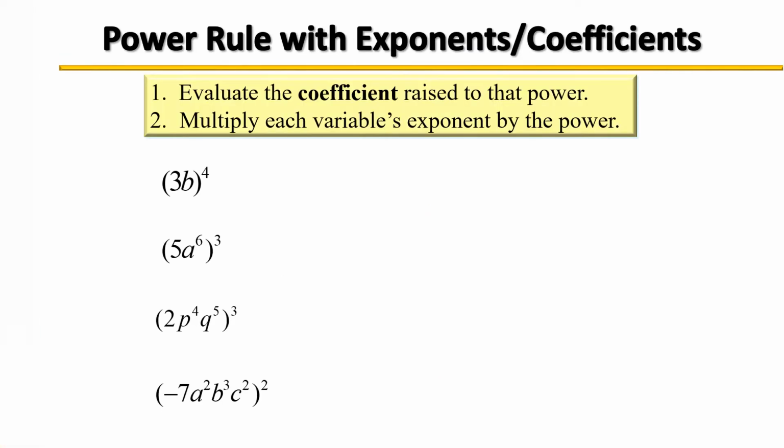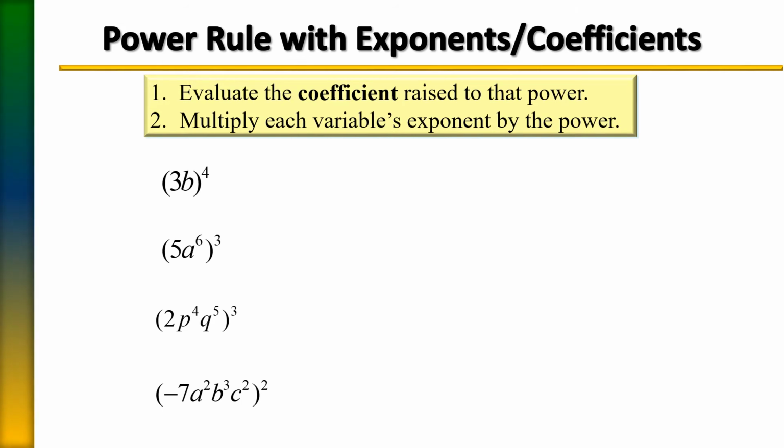All right, so let's utilize that power rule of exponents to simplify expressions. Step 1 is to evaluate the coefficient raised to that power, and then multiply each variable's exponent by that power. So let's start with the coefficient first. This is going to be 3 raised to the 4th power and then b to the 4th power.